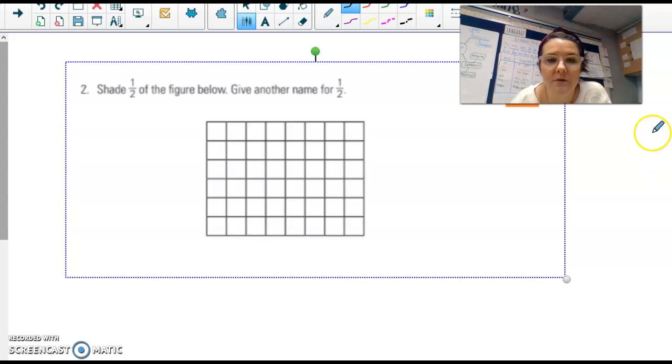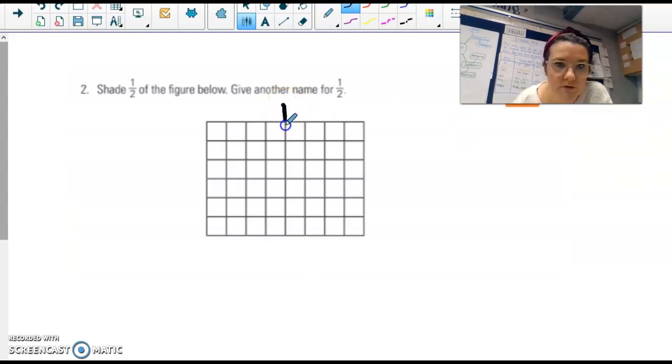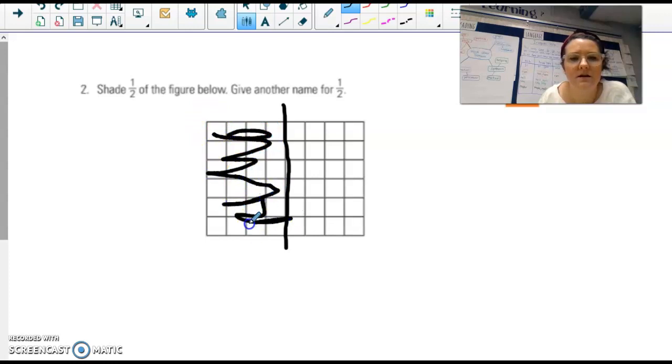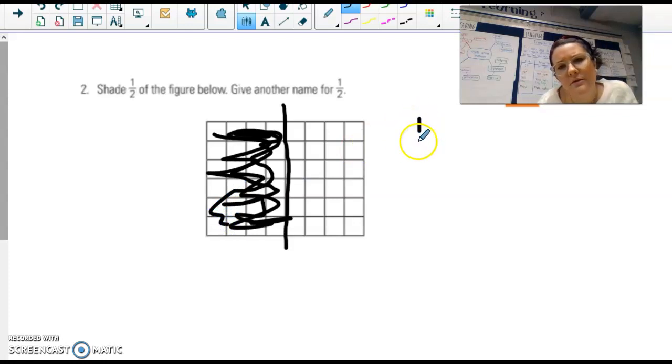Give another name for 1/2. All right, so I'm just going to divide this right down the middle, and I know it's in the middle because if I look at my top row, I have 4 squares on this side and 4 squares on the other. So if I were to shade this in, it's kind of hard to do on the computer, but if I shaded all of those squares in, that would be 1/2.